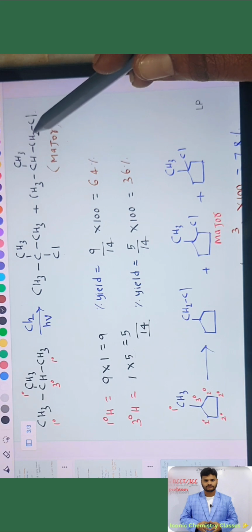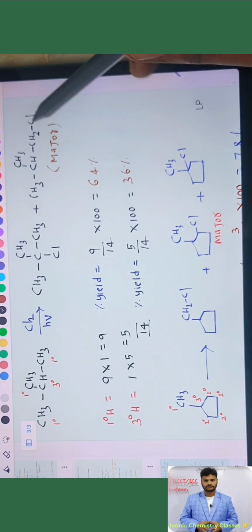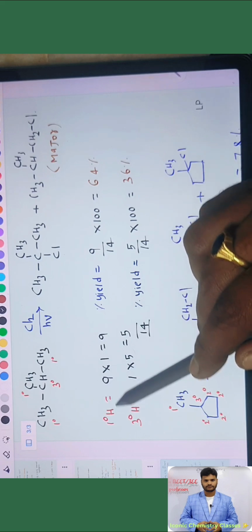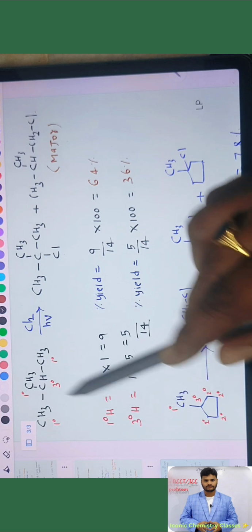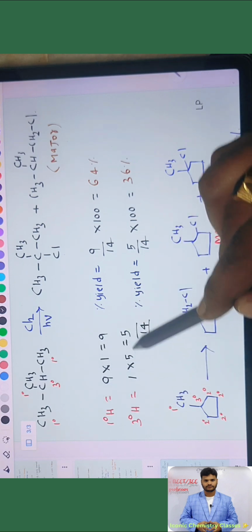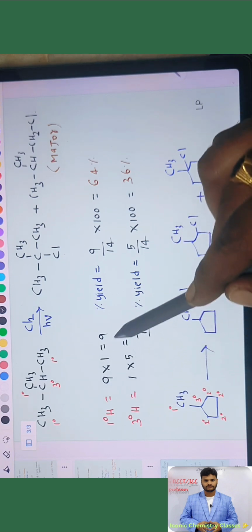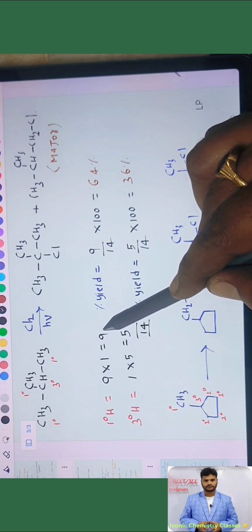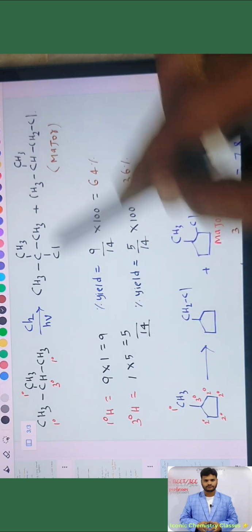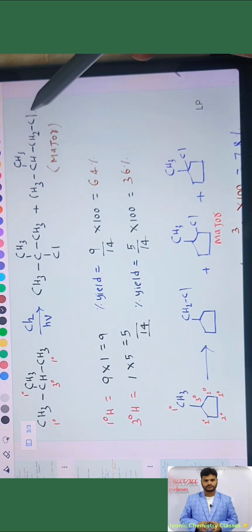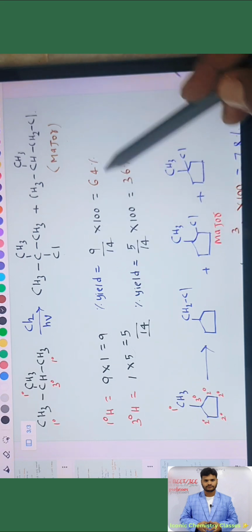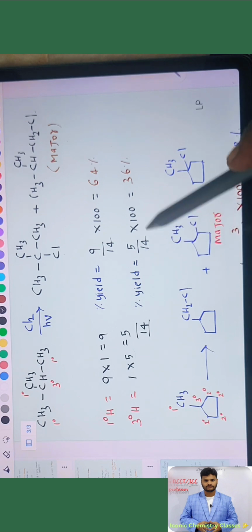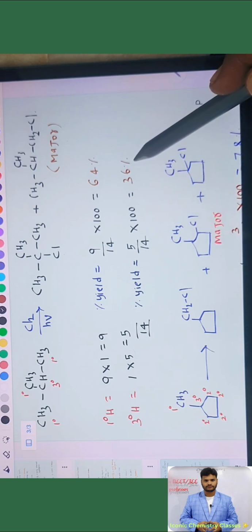How? As usual, you just go with relative yield. There are 9 primary hydrogens, so 9 into 1, you will get 9. Tertiary hydrogen is only 1, 1 into 5, 5. Increase the relative yield, increase the percentage of yield. So primary is more. If there is a doubt, you can check: percentage of yield for primary is 9 by 14 into 100, 64%, whereas for 3 degree hydrogen it is 5 by 14 into 100, you will get only 36%. Clear?